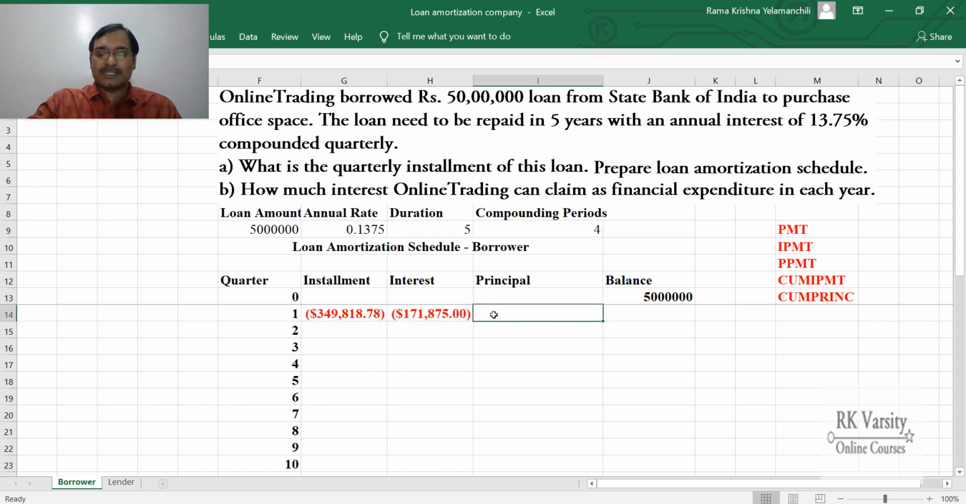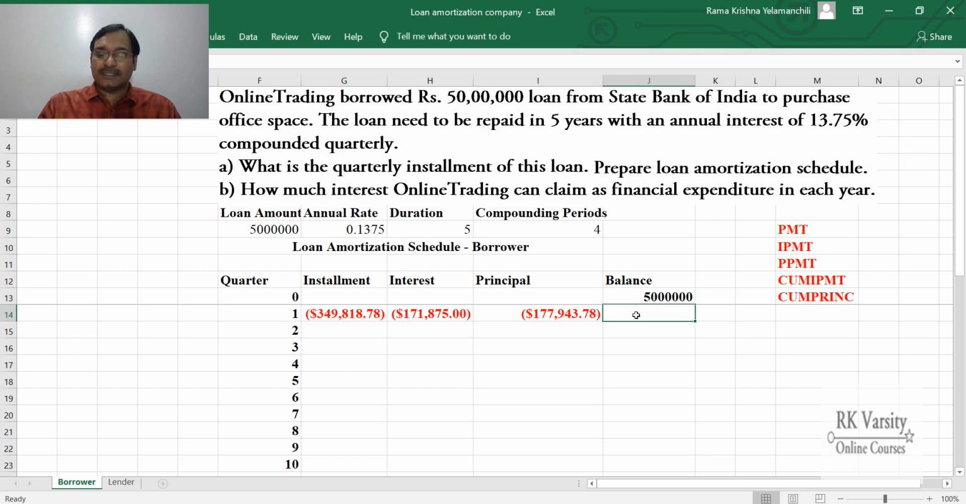Now when it comes to the principal amount, you need to calculate equals to PPMT, that is the principal payment. Then rate is 0.1375 upon 4, comma, your period is the first period, that is the first quarter. Select this and place comma, number of periods, that is 5 into 4, place comma, and your PV is the loan amount 50 lakhs. Close the bracket, press enter key. So 1,77,943 rupees you will pay towards principal amount.